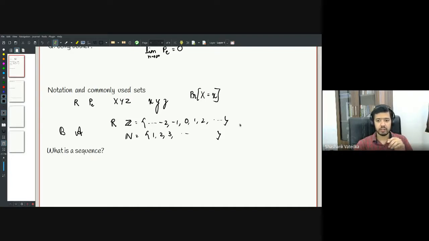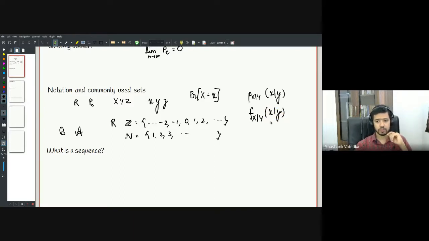Probability mass functions will typically be denoted like P_X. So the probability mass function of X will be P_X. The probability density function of X, if X is a continuous random variable, will be f_X. Conditional probabilities will be like P_{X|Y}, X given Y, and similarly conditional densities will be f_{X|Y}.